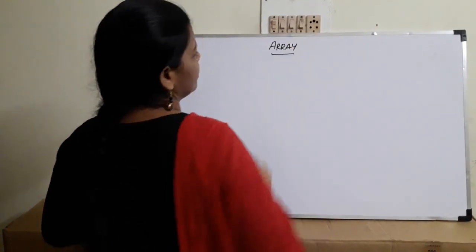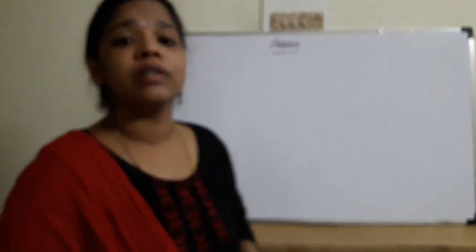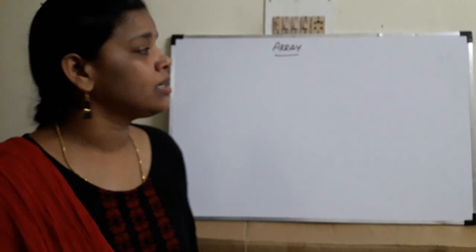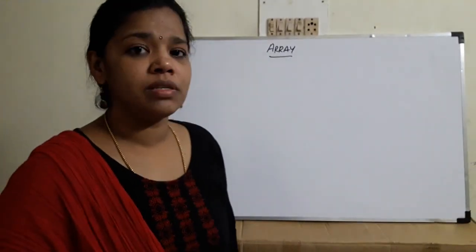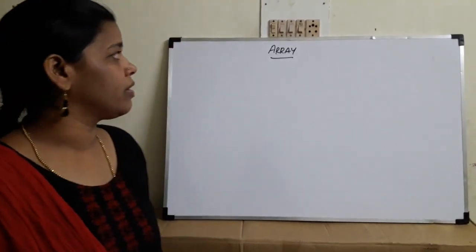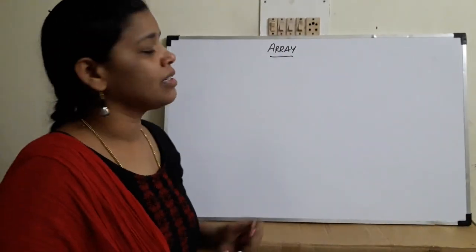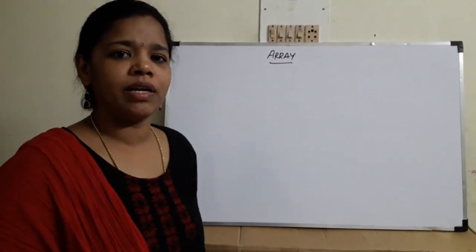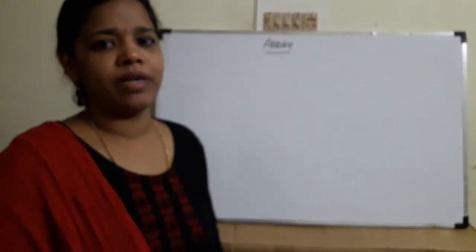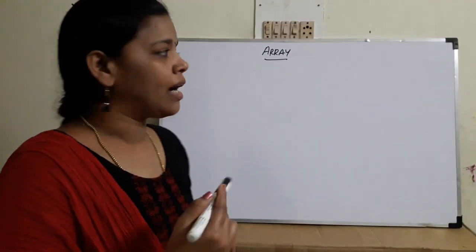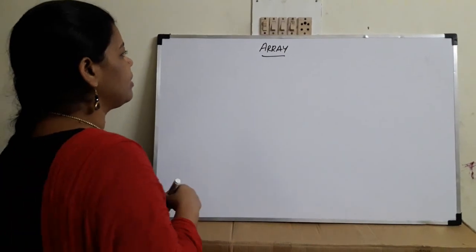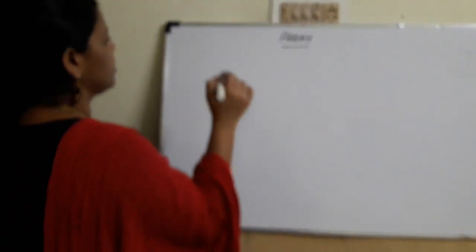Today we are going to see the concept of arrays in C++. This is for state board 11th and 12th standard children and also for CBSE students. So this concept will be very useful. First of all, we will see what an array is. An array is a group of elements of the same data type which are referred to by a common name. Only one name will be there and it will be referring to a group of elements. So many elements will be there.